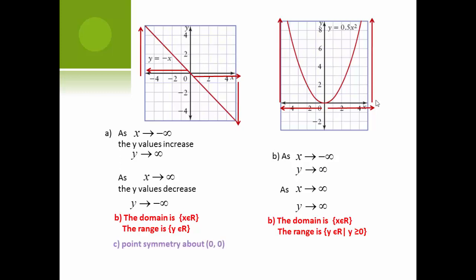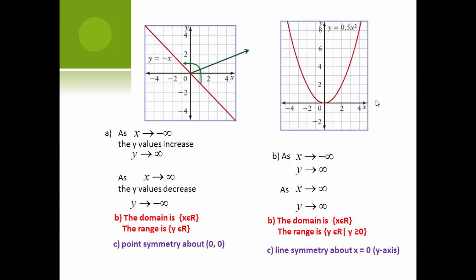And the last thing we're going to look at here: for our line, we have a point of symmetry. And for our quadratic here, we have a line of symmetry about the y-axis. What I want to show you here is the point of symmetry. If we look at the origin as being our point of symmetry, if we rotate 180 degrees, there you go. So the graph coincides with itself.